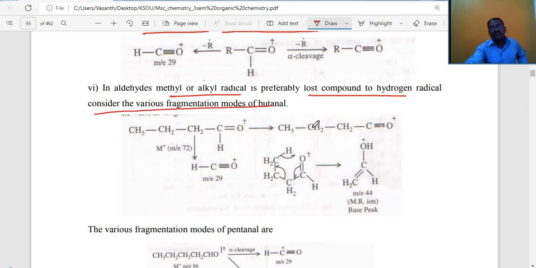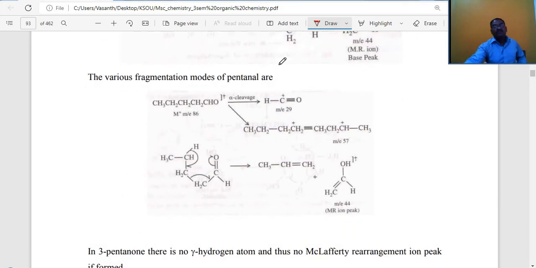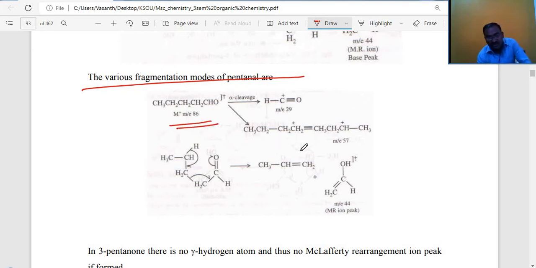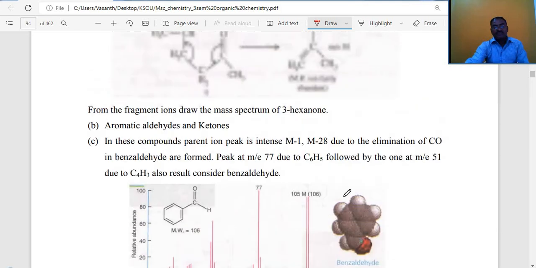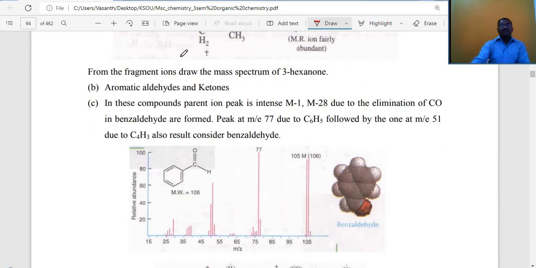Consider the various fragmentation modes of pentanol. Here, M by E 86 undergoes alpha cleavage, and we get M by E 27, M by E 57 and 44, etc. So that is the example mentioned. Draw the fragmentations and the mass spectrum of 3-hexanone, that is, ketones.